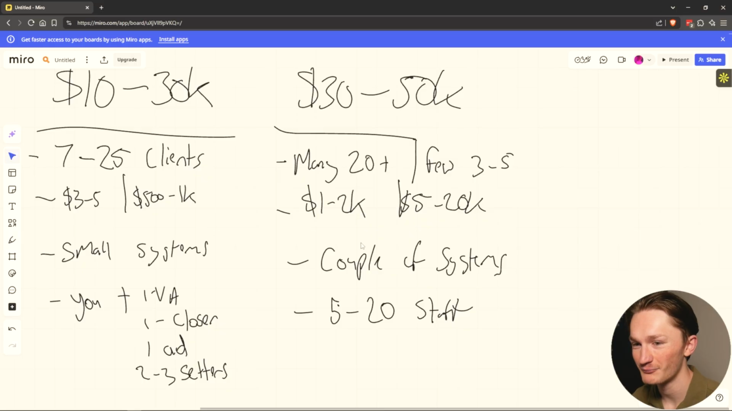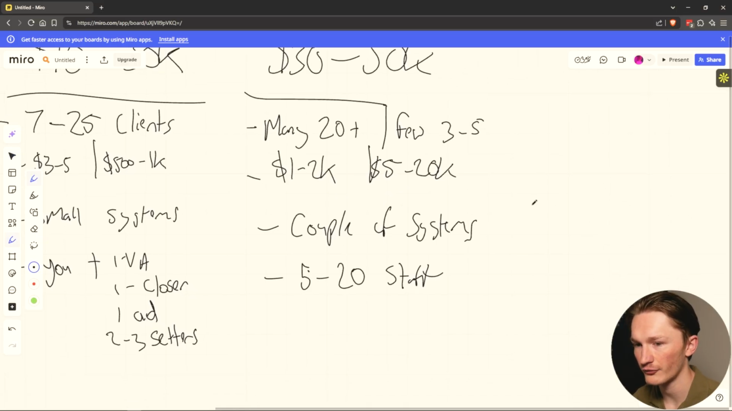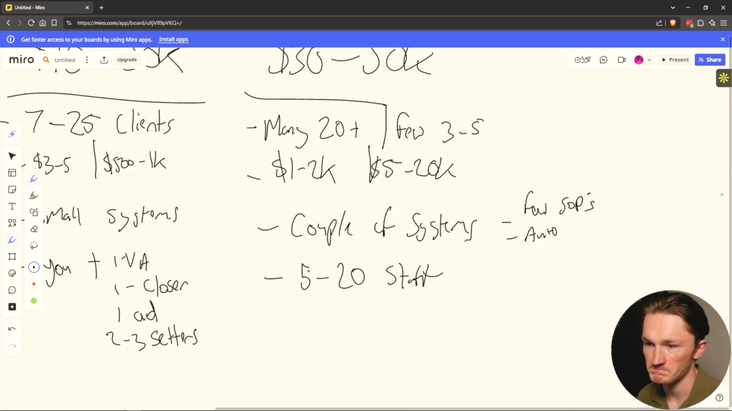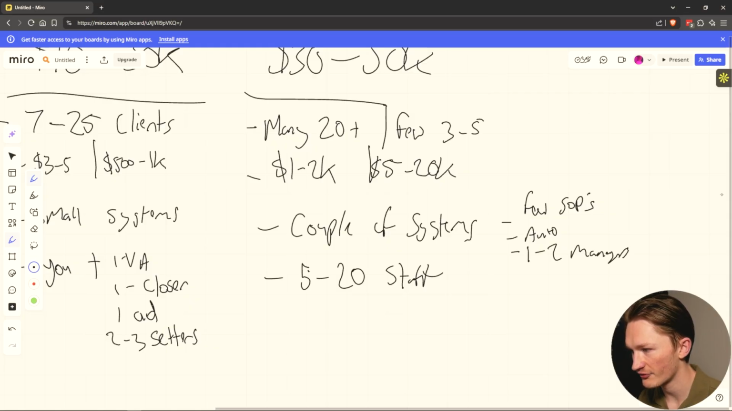But that is probably where you're at in terms of revenue per client, how many systems you've got. So at this point, you might have a few SOPs for different processes. Again, depending on the business, you might use automations. I just put autos, and you're ahead of where you were at 10 to 30k. But between 30 and 50k, you're probably stuck at this point where you'll have maybe 1 to 2 managers. Yeah. But that is about it, really.